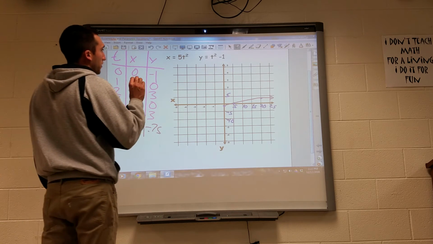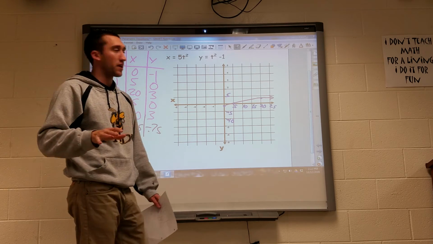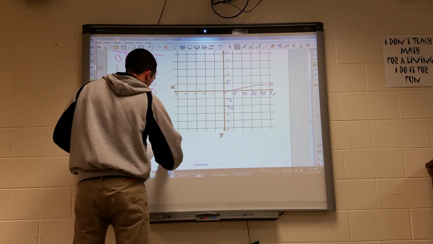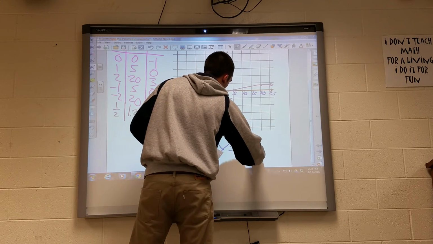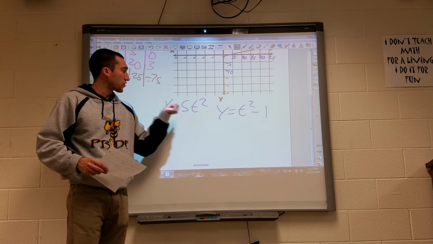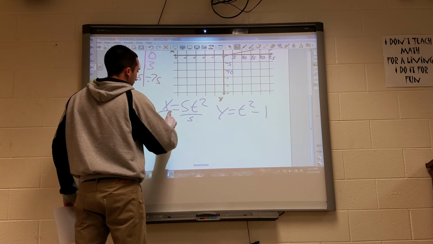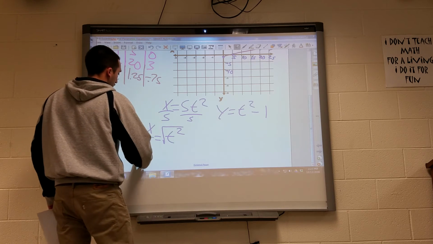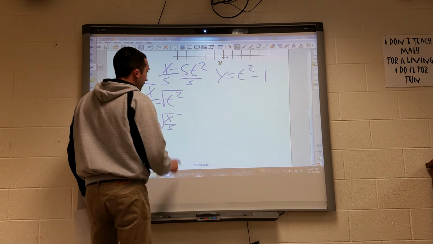So now let's go ahead and eliminate the parameter. We've graphed the parametric equations. Now we're going to eliminate it so it's just rectangular form. They gave us that x equals 5t squared, and they gave us that y equals t squared minus 1. To eliminate the parameter, I first have to solve for t. So I'm going to solve the x equation for t. First divide by 5. So I get x over 5 equals t squared. And then I take the square root, giving me t is equal to the square root of x over 5.